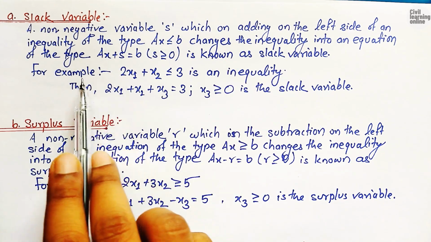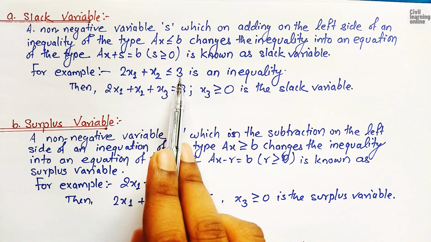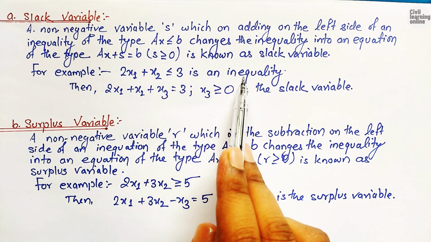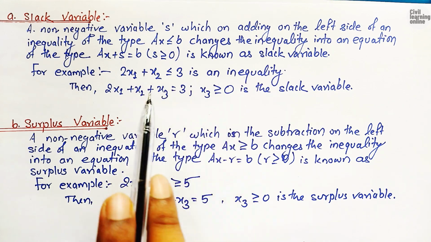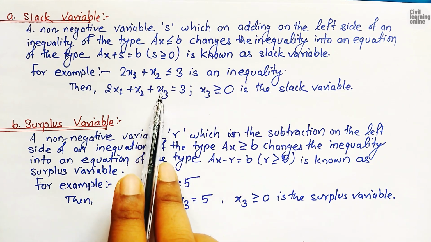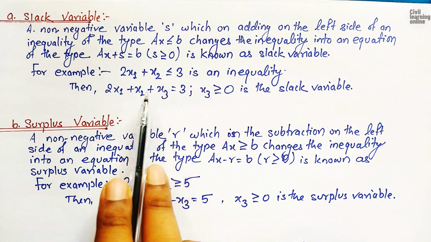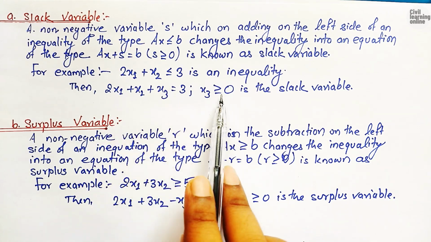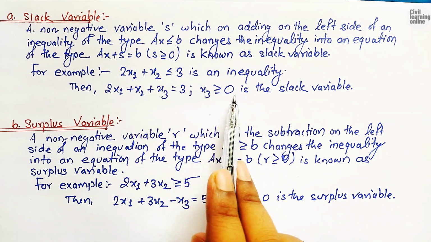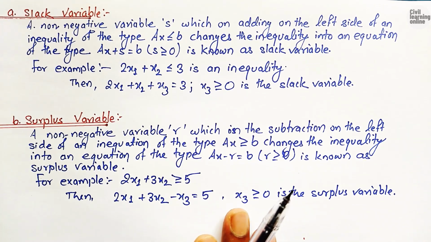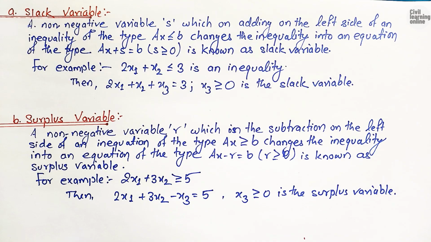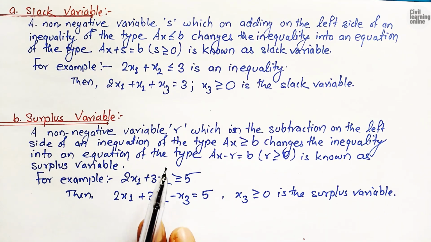See here we have, for example, 2x1 plus x2 less than or equal to 3, which is an inequality. Initially it is an inequality, but when x3 is taken as a slack variable and introduced in this inequality, it gets converted into an equation, where x3 greater than or equal to 0 is the slack variable. As you can see here, it is clearly mentioned, and this is going to be easy to understand whenever you have completed watching this video.